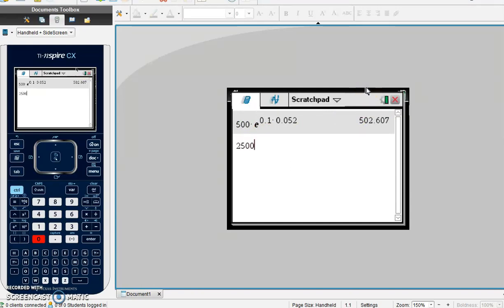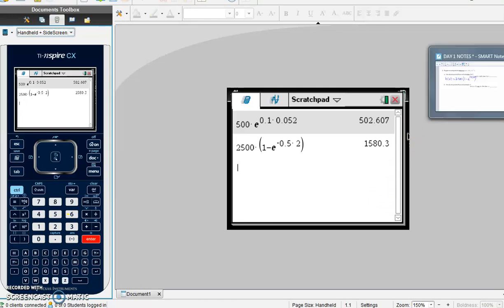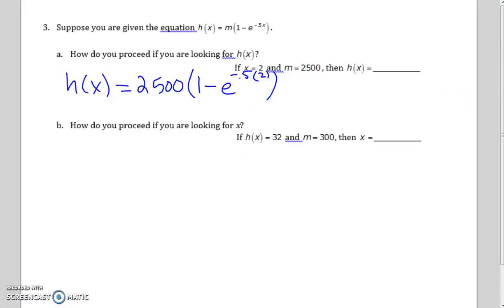So I got 2500 times 1 minus E, and then I have a negative 0.5 times 2, and I click enter. Gives me 1580. So the answer to that part is just 1580.3. That found the answer to that. This part I'm going to have to graph. So I'll do that part next. You try to do it, and then I'll guide you through it.